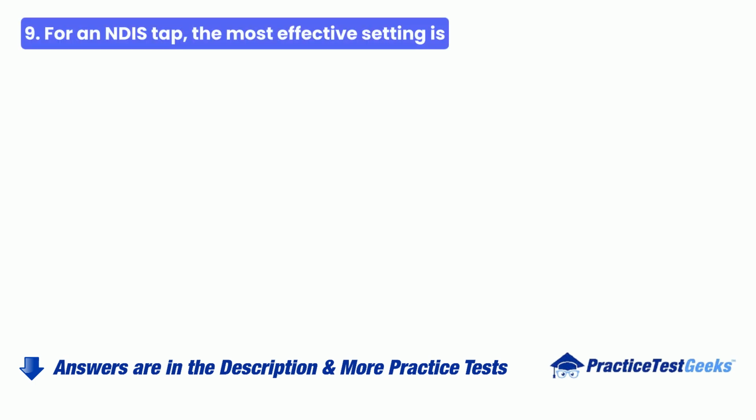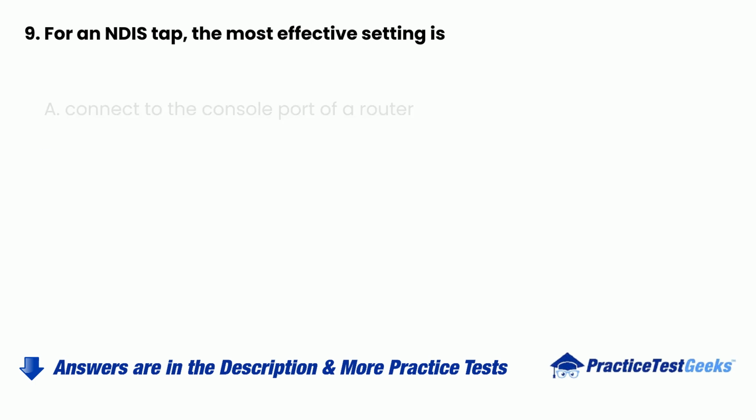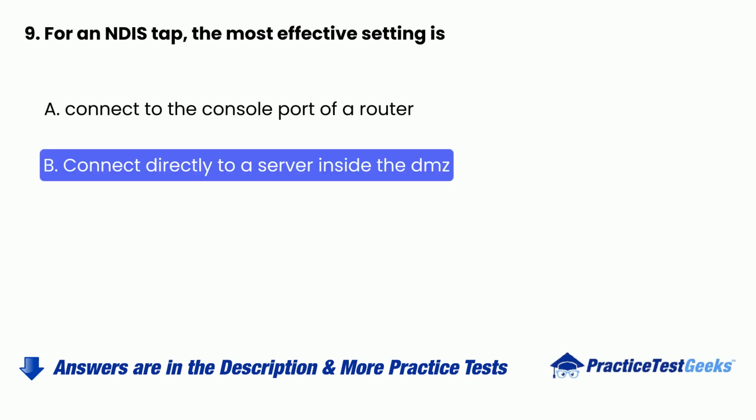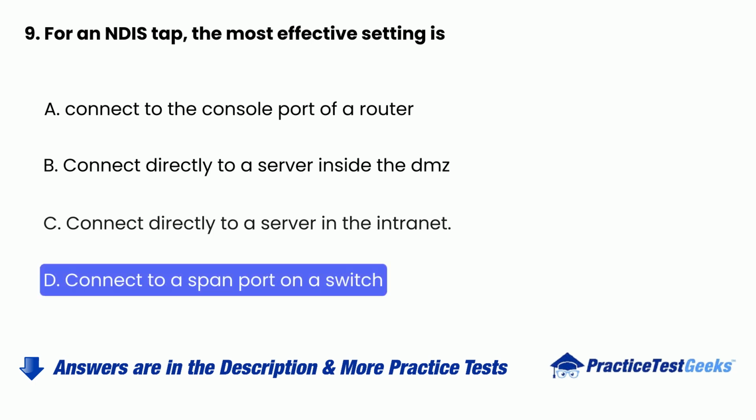9. For an NDIS tap, the most effective setting is A. Connect to the console port of a router. B. Connect directly to a server inside the DMZ. C. Connect directly to a server in the intranet. D. Connect to a span port on a switch.